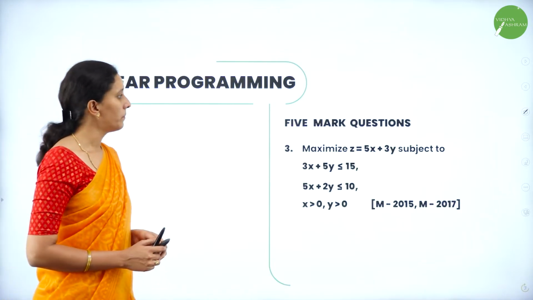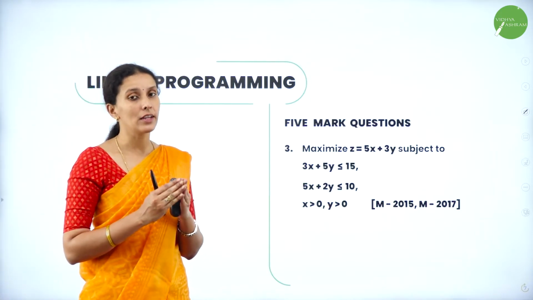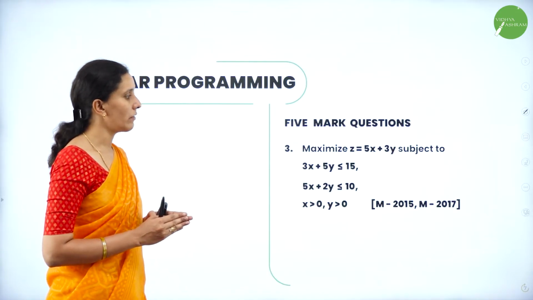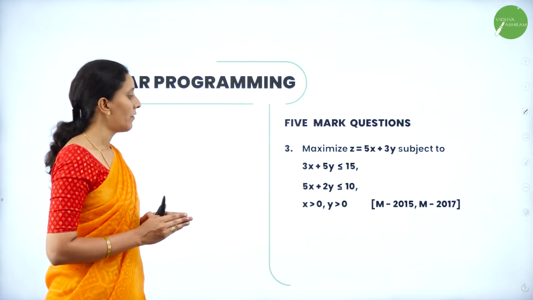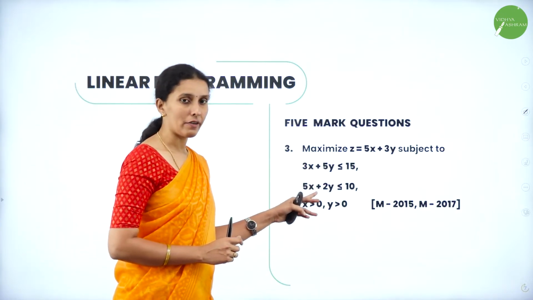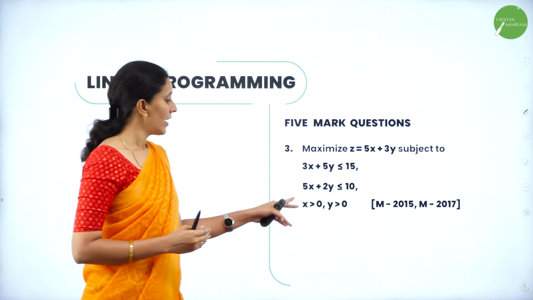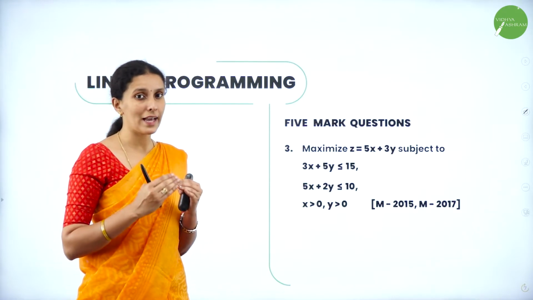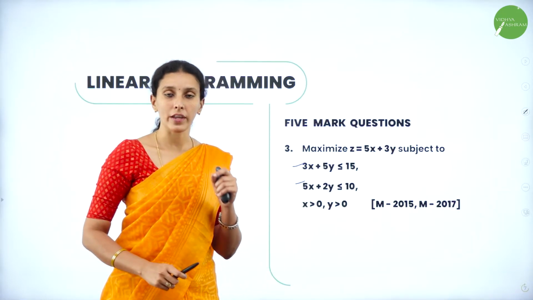So next question. These are all 5 marks questions. The graphical method of finding solution to LPP. Maximize z is equal to 5x plus 3y subject to 3x plus 5y less than or equal to 15, 5x plus 2y less than or equal to 10. So here we have two linear inequalities, and given that x and y are greater than 0. By graphical method, x and y greater than 0 means it lies in the first quadrant. Hence our solution will lie in the first quadrant. And we have to solve these inequalities by drawing a line.